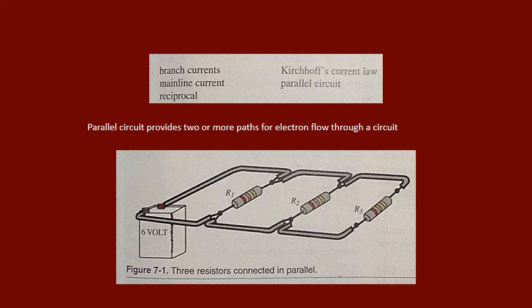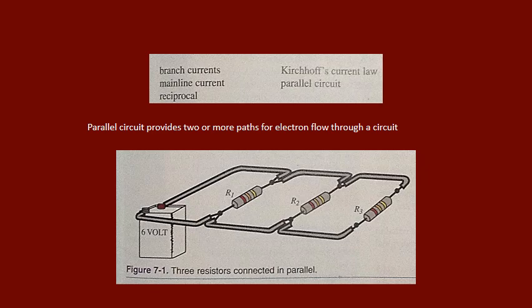If the same three resistors are connected in parallel, one of the resistors can be removed from the circuit without stopping the flow of electrons in the circuit. This unique condition of the parallel circuit is the basis of the first parallel circuit formula that we will study.